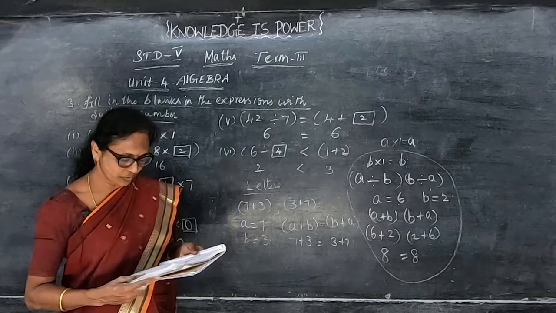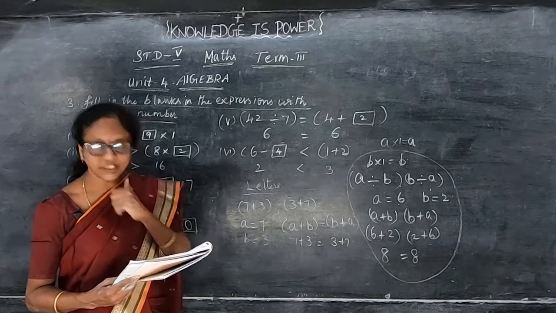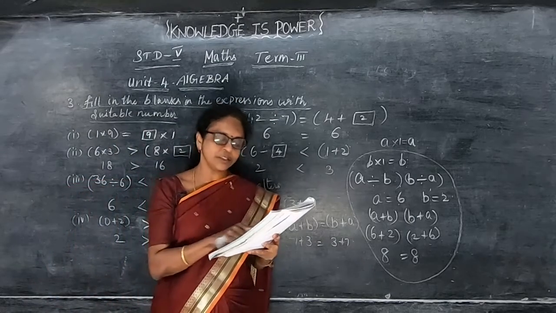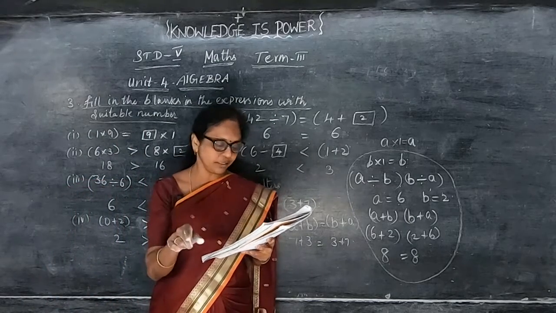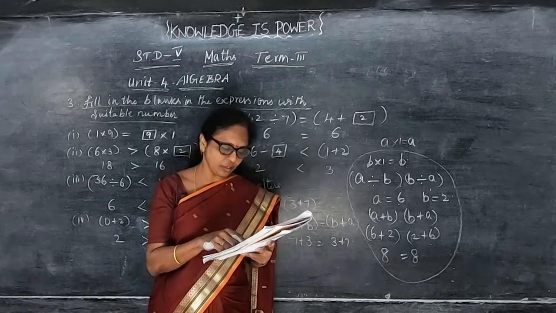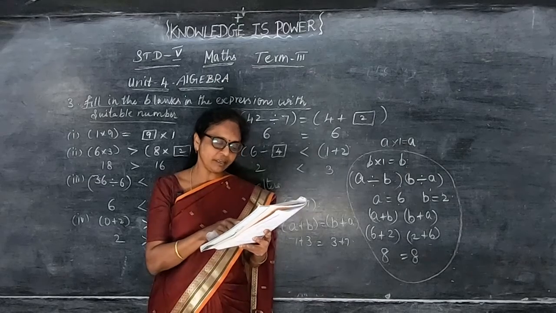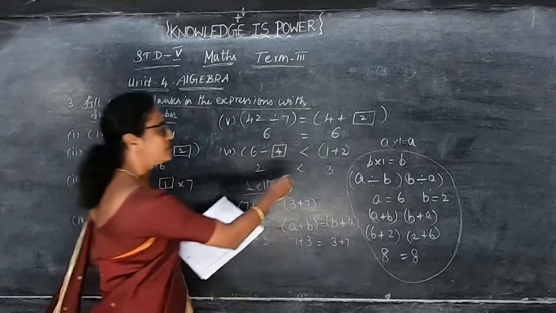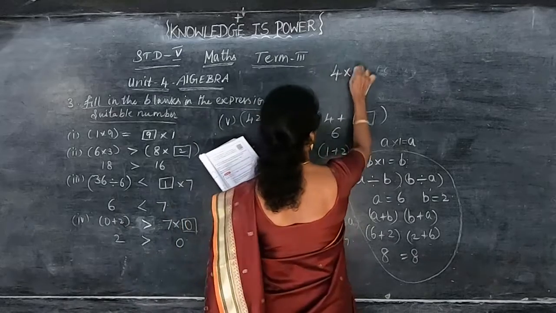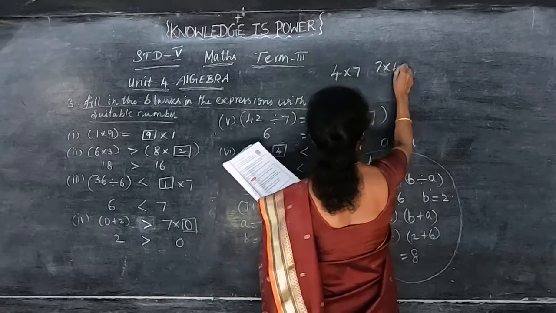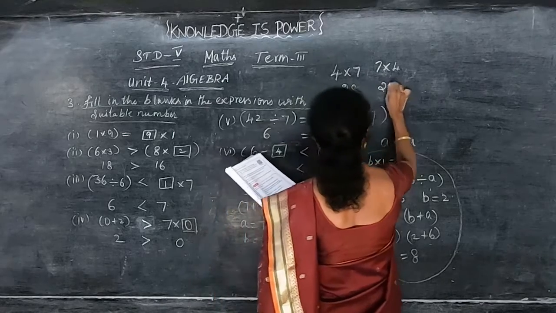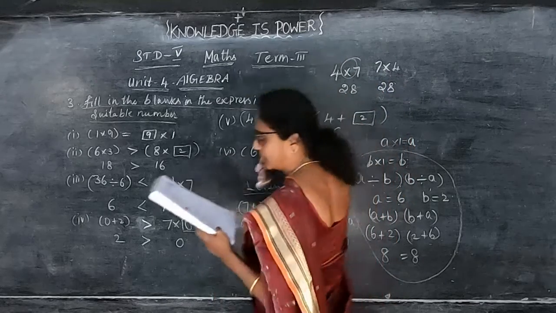Okay, so the sum of a number and 0 is the number itself. Sum means we have to add. So whichever number you add 0 to, the number itself comes. The product of any two numbers and the product obtained after changing the order of those numbers is the same. 4 into 7 and 7 into 4 are the same. The product is the same even if the numbers are changed: 28 this way, 28 that way. Product means multiplication.